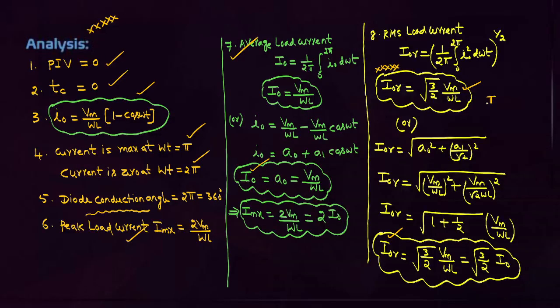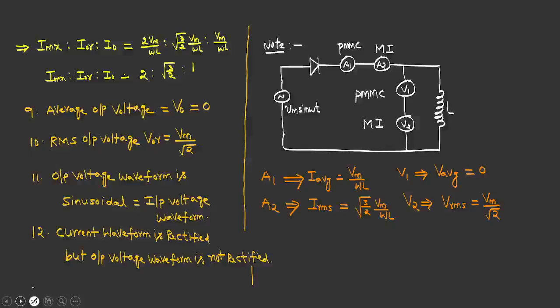What is Vm by omega? I naught equal to Vm by omega. So I am replacing Vm by omega with I naught. This is mainly how to concentrate with respect to this. Then what is the ratio of I max to I naught? This is also important. But the average output, this is important.